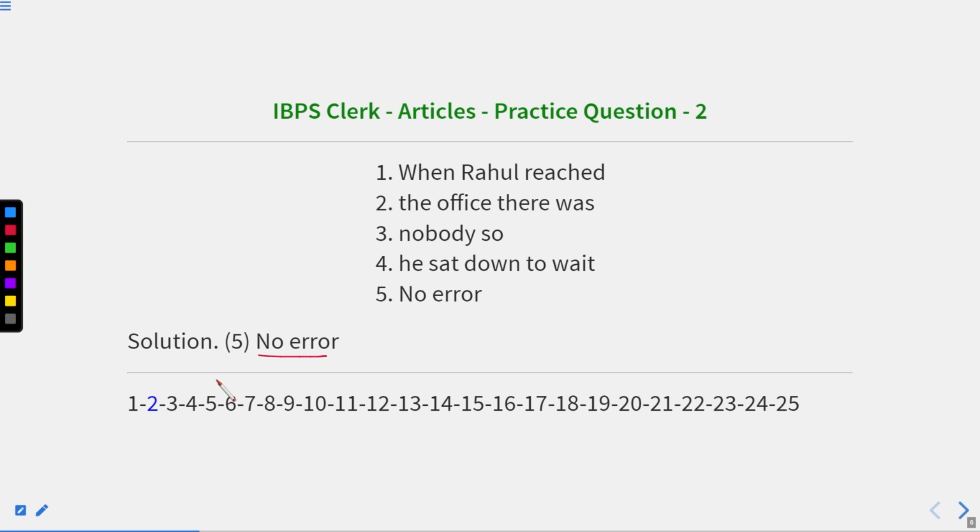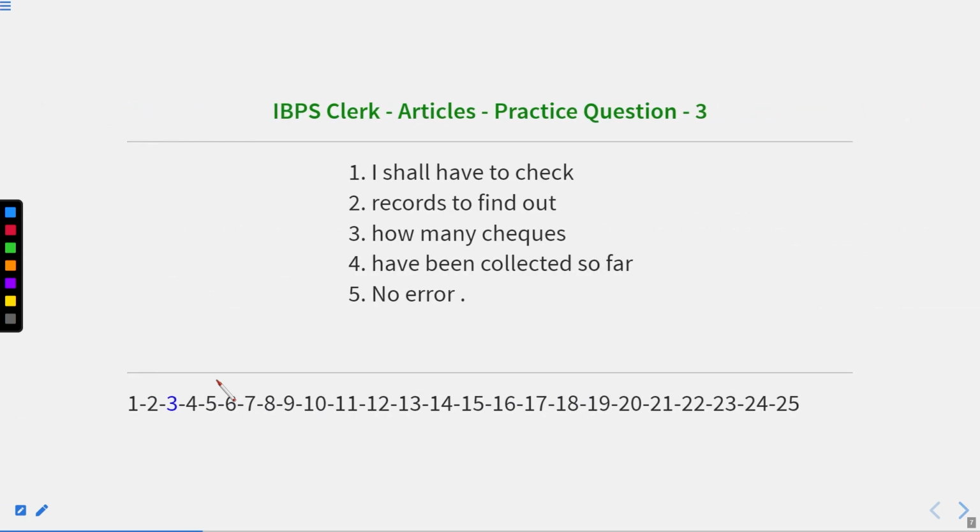Now let us move to the next one. I shall have to check records to find out how many checks have been collected so far. I shall have to check records. Now, what kind of records? It means there are some particular records that we are talking about. And if there is something that is particular, we need to use the before it. Only these records we are talking about, to find out how many checks have been collected so far. It means these are the records particularly for the checks or their reports only. So these records are the particular records, therefore I need to use the before these records. So I shall have to check the records to find out how many checks have been collected so far.